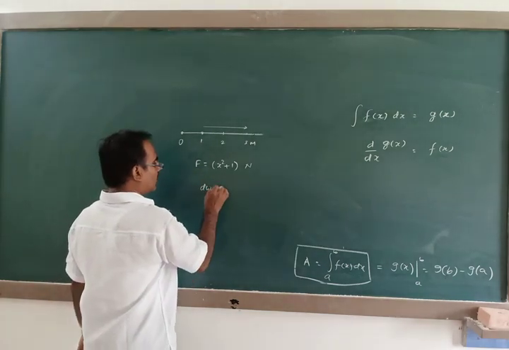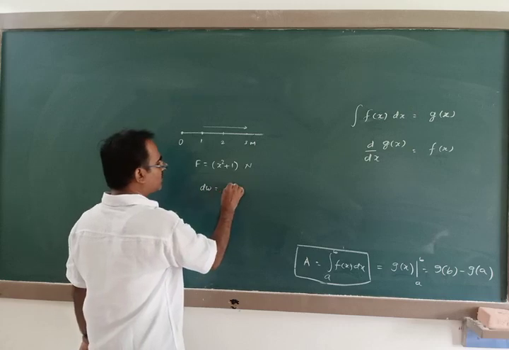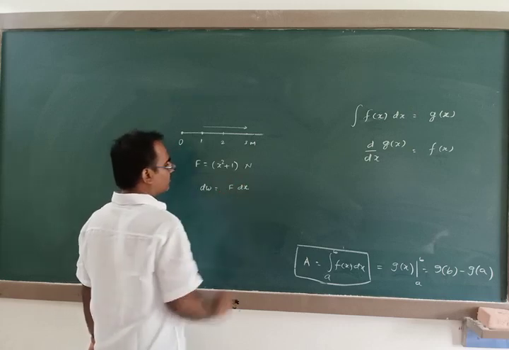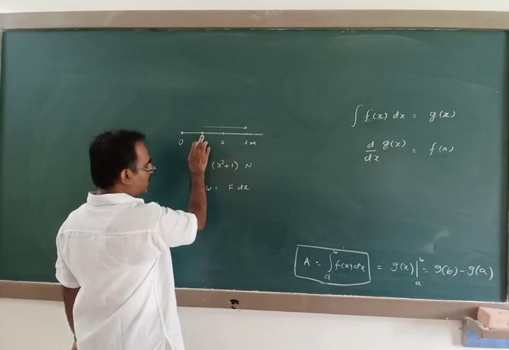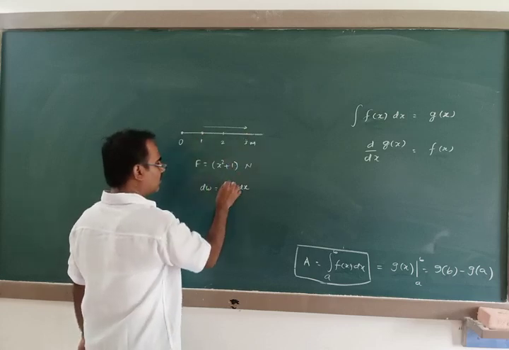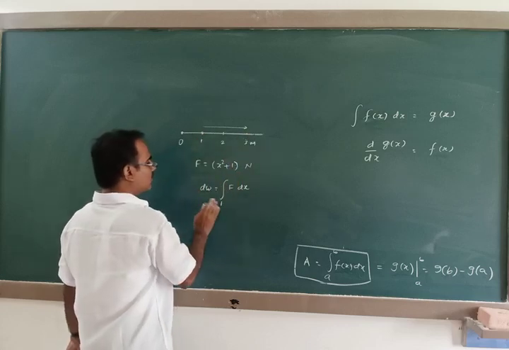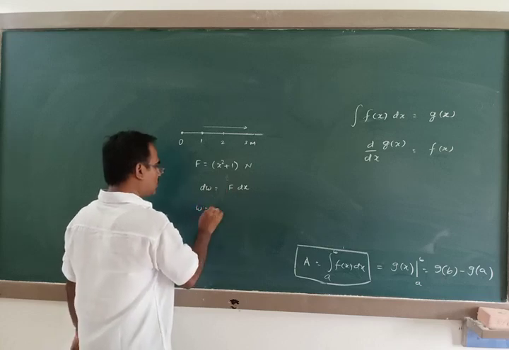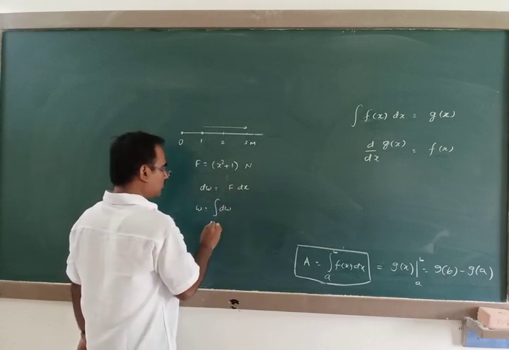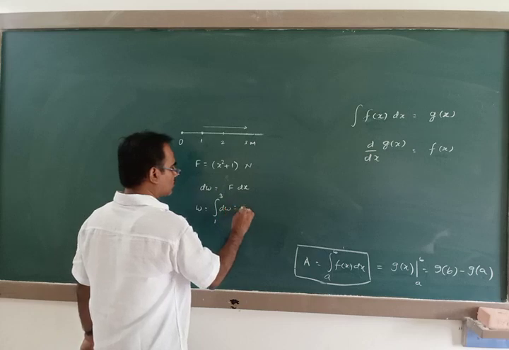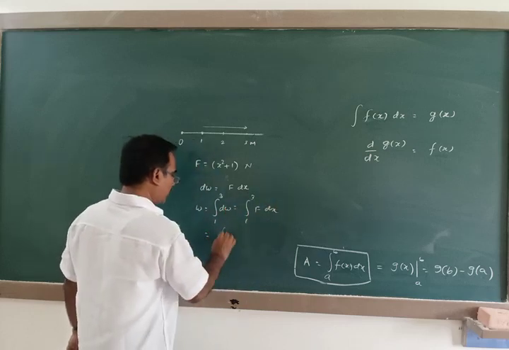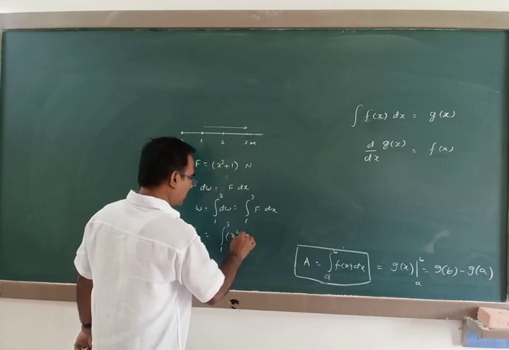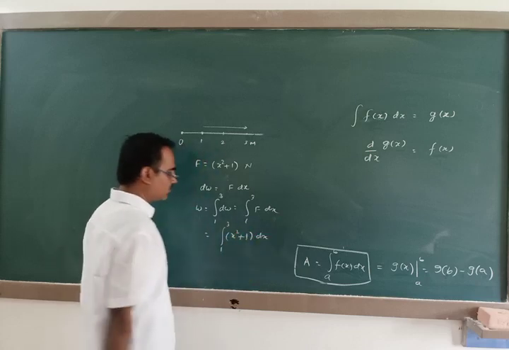So here, the work done in displacing the body is given by F into dx. So what is the total work done in displacing it from 1 to 3 meter? W is equal to integral dW from 1 to 3. So it is integral 1 to 3 F dx. So integral 1 to 3 of x square plus 1 dx. It's like this.